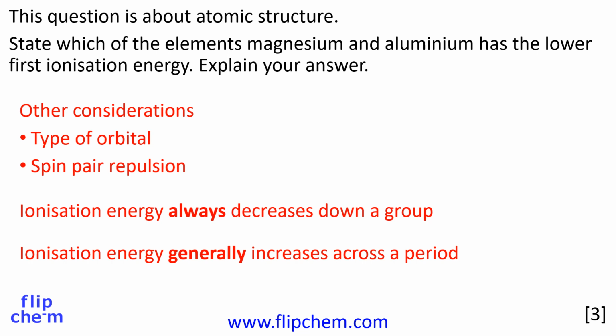Ionisation energy always decreases down a group. Ionisation energy generally increases across a period. You need to be familiar with the exceptions to the general trends across period 2 and period 3 as part of your course. Periodicity is the term used to describe repeating patterns in physical and chemical properties across a period.